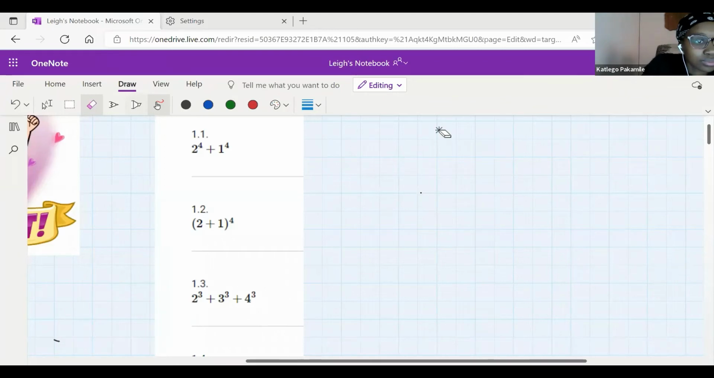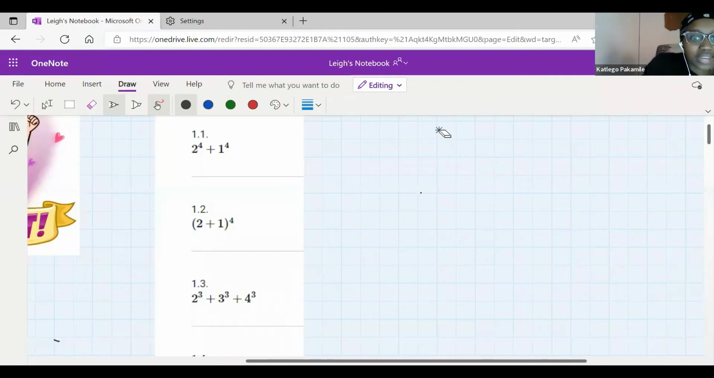On 1.1, I did it like this. I said 2 times 2 times 2 times 2, which is 16, plus 1. On the 1, you're just going to say 1 times 1 times 1 times 1, and then it's going to give us 1. And then you're going to plus 16 plus 1, then it's going to give us 17.